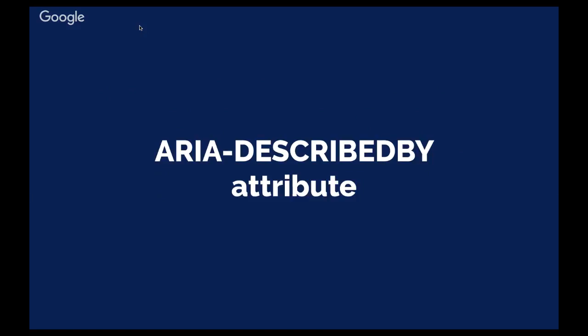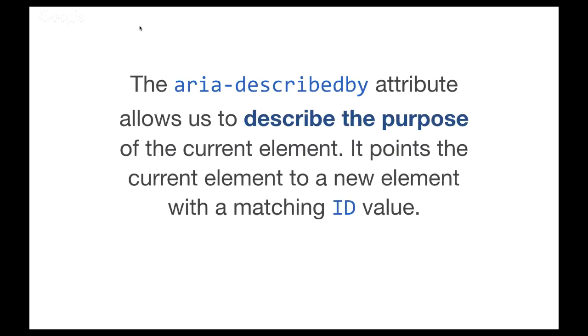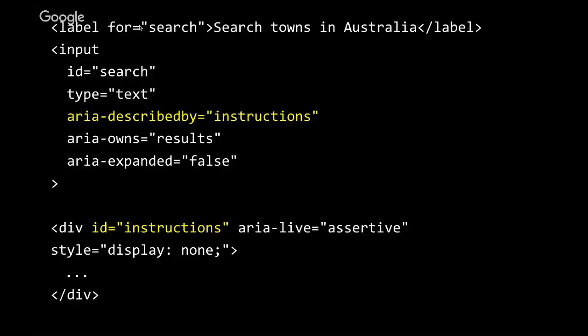Next up, aria-describedby. The aria-describedby attribute allows us to describe the purpose of the current element, and it points down to something with a matching ID. So the current element is actually the input. When a user comes into this field with focus, we need to tell them the purpose of what this actually is. And this is really important.